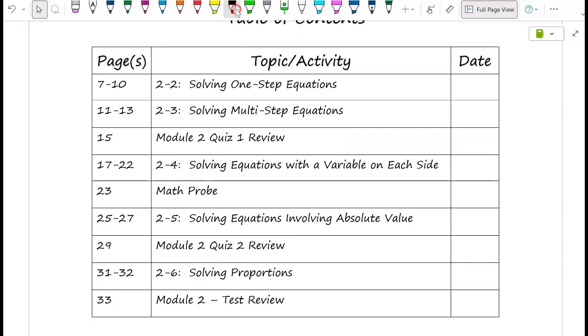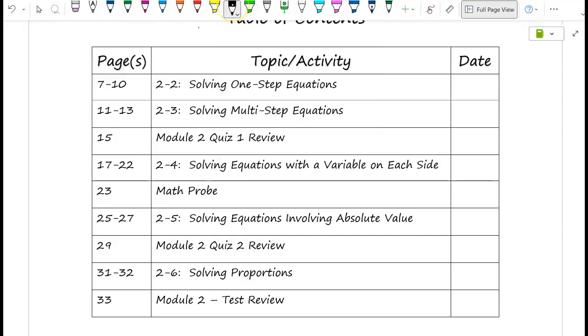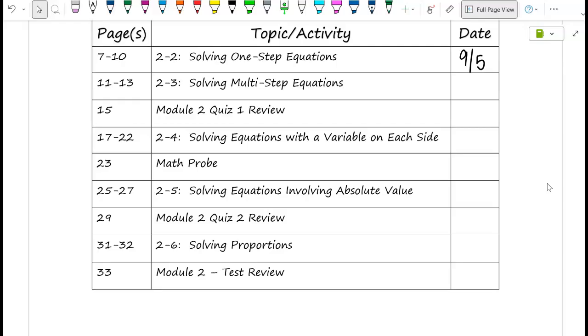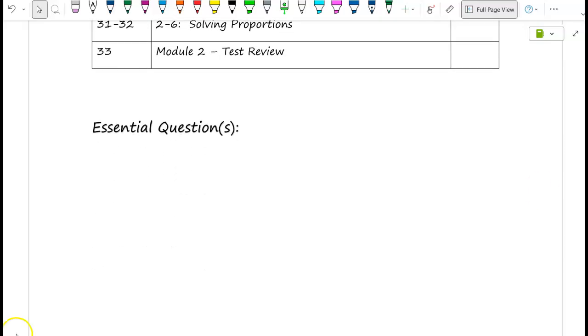2-2, solving one-step equations. We are going to start that lesson today. So for the date, today is 9/5, so we should already be filling that in. And then we're staying on that page because we do need to add our essential questions. Our first essential question, what are inverse operations?